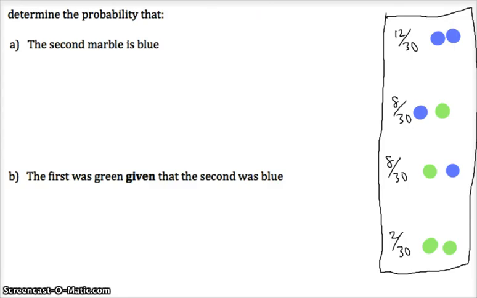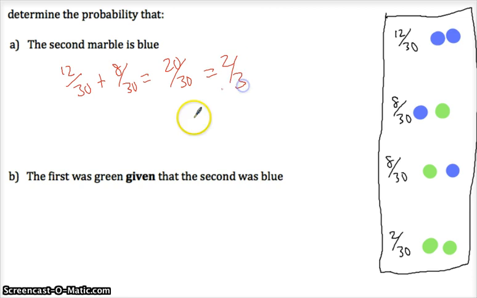So now we're ready to talk about this. What's the probability that the second marble is blue? Well, that would be in this category or this category. So that's the 12 out of 30, or, remember, or means plus, the 8 out of 30. In other words, 20 out of 30, which is 2/3 of the time.